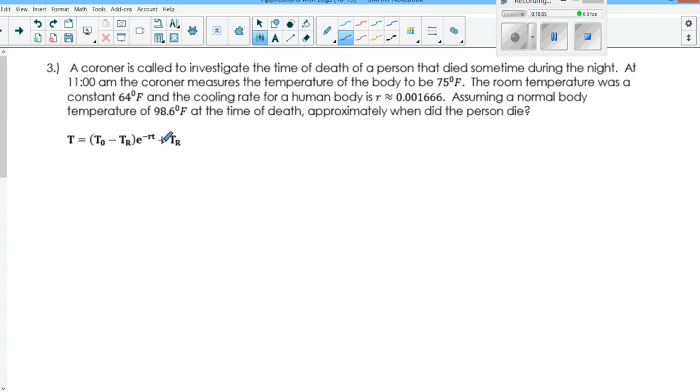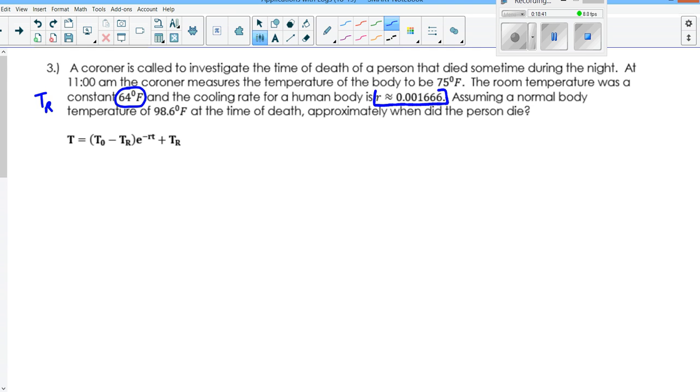Okay, so now that you have this formula written down, here's another type of problem that you can answer with it. It says a coroner is called to investigate the time of death of a person that died sometime during the night. At 11 a.m., the coroner measures the temperature of the body to be 75 degrees Fahrenheit. The room temperature was a constant 64 degrees. So I'm going to say right here that that's T sub R, just because it's kind of obvious when they say room temperature. And the cooling rate for a human body is given, so that's nice, we have the R value.